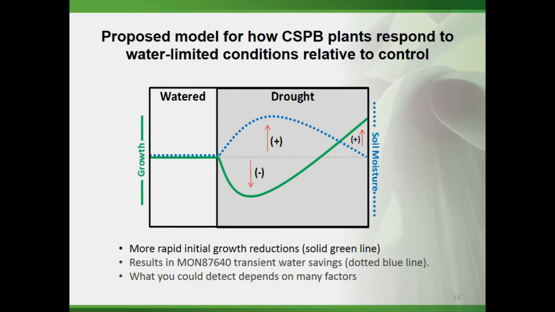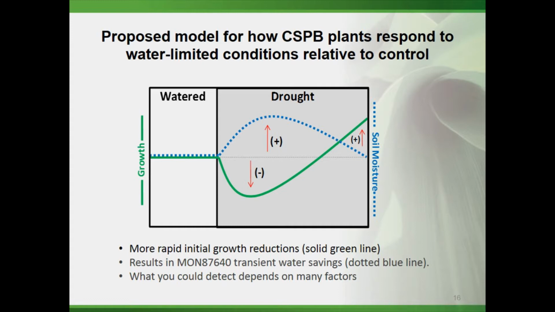So that data and many other data, of course, allowed us to build the hypothesis of how the gene works, what the plant does. And what we concluded is that under normal conditions, we wouldn't see any difference. The plant would be exactly the same, it will grow at the same rate, but when drought happens, we will see a very rapid, more rapid initial growth reduction in the transgenic plant.